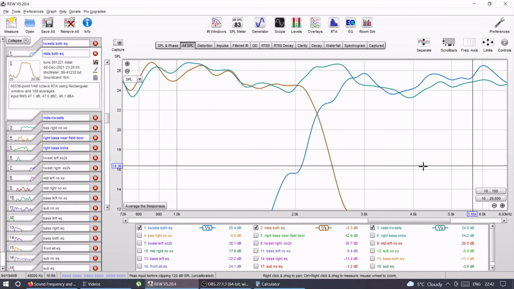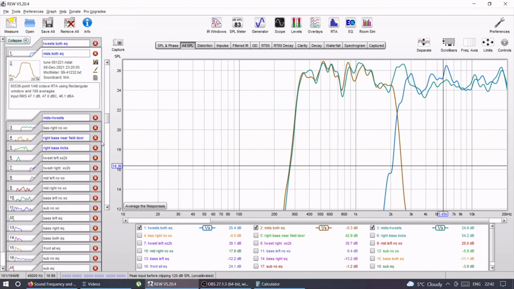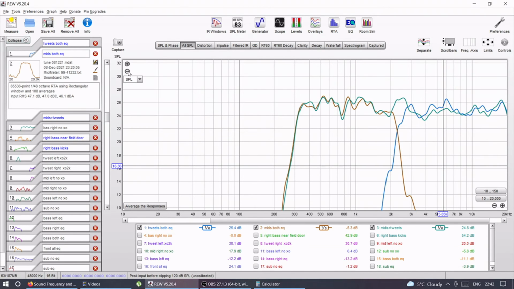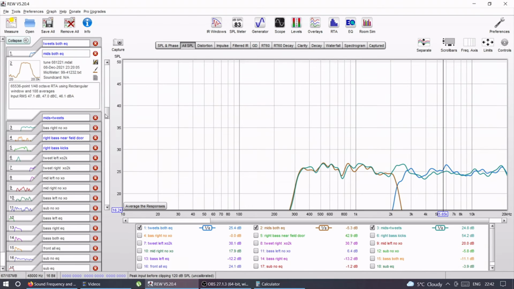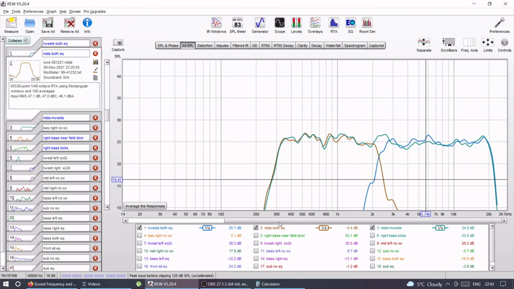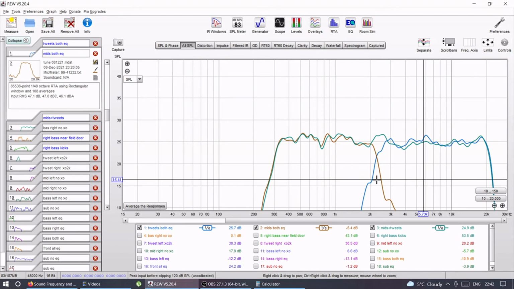So now the main question is, what can you do? How can you solve these phase issues? So the main thing is setting the crossovers right, that you would have the correct slope, and making sure that both drivers have exactly the same, or as close as possible, frequency response.